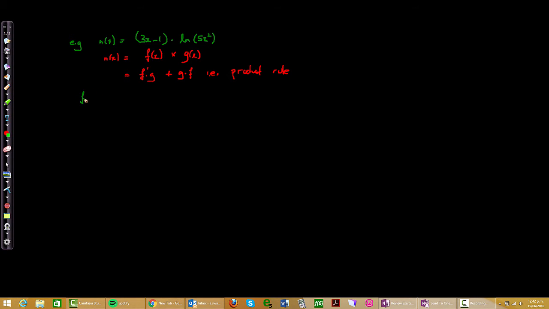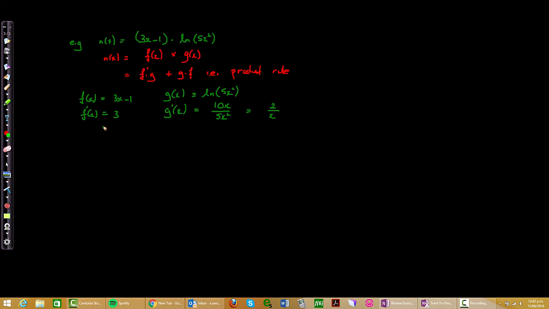Okay, so function f is equal to 3x minus 1. Its derivative is 3. Function g is this natural log function, and its derivative, using the work that we've just been doing, is the derivative of 5x squared, which is 10x, over 5x squared, which simplifies to 2 over x. x squared is cancelled down to just x on the bottom. 5 and 10 have a common factor of 5, which we cancel, having 2 just on top then.